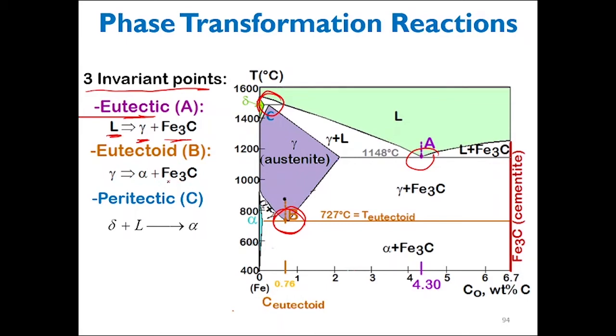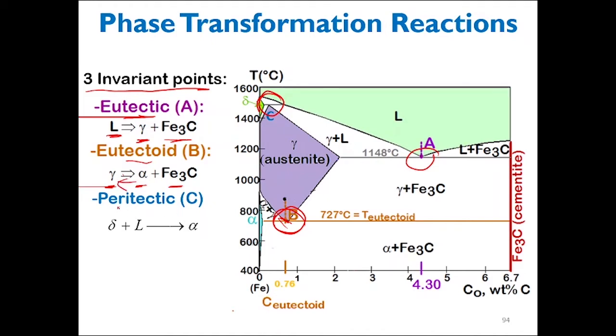And then the second one, we have eutectoid at B over here. We must remember, for eutectoid, a single solid phase will transform into two solid phases. In this case, for the iron-iron carbide phase system, the single solid phase, austenite, will transform into two solid phases which are alpha ferrite and cementite. Alpha ferrite plus cementite, we call it pearlite. This reaction occurs upon cooling. When we heat it up, upon heating, it is reversed.